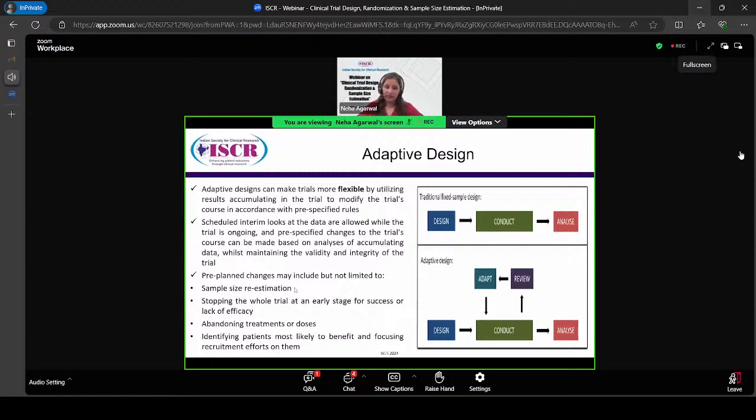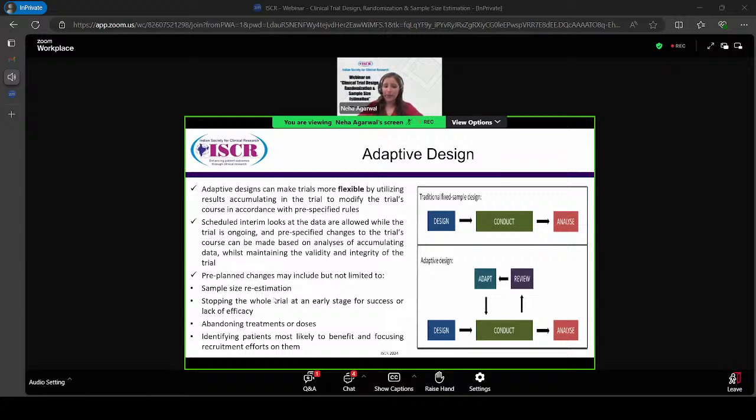So what is the benefit here? You will prevent the underpowered trial. If you had not looked at the data, if you had not done this estimation, you would have got an underpowered trial, right? So this is how adaptive design helps you. It also helps you to stop the whole trial at an early stage for success or lack of efficacy. For example, when the trial is ongoing, you might stop it because of some safety concerns, because of lack of efficacy, or some other reasons.